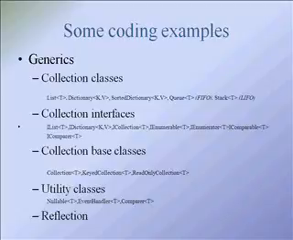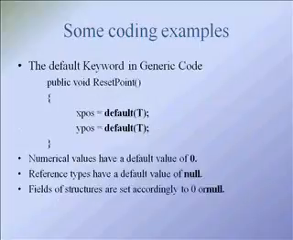Classes, collection interfaces, collection based classes, utility classes, and so on. You can see this is the example for the collection class, and this one for the collection interfaces. We can also use generics with base classes. These are the base classes, and also utility classes. So that's why I said there are so many benefits that you can gain from generics.